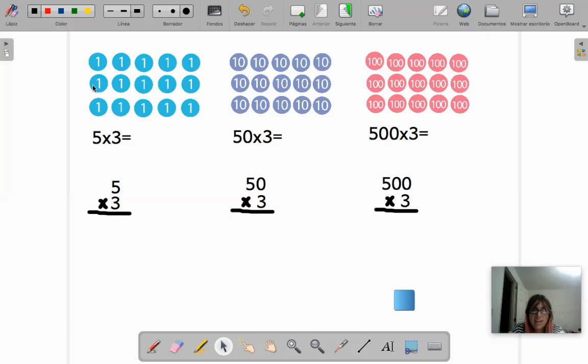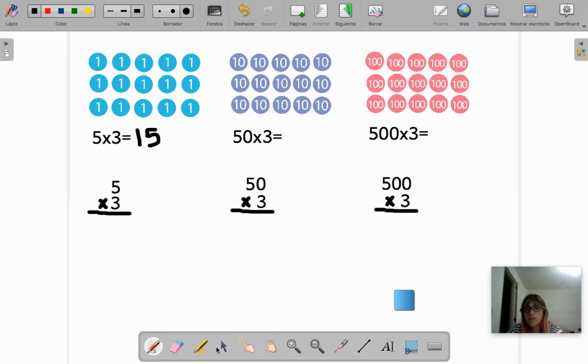We have 5 in the first line, 1, 2, 3, 4, 5. And we repeat the 5 3 times. So this is 1 time the 5, 2 times the 5, 3 times the 5. Remember, this is a fast review of why we say 5 times 3. Because we have 5 3 times. 5 times 3. Okay, and remember, it's a repeated addition. 5 plus 5 plus 5. Or 5, 10, 15. So let's write it. 5 times 3 is 15.